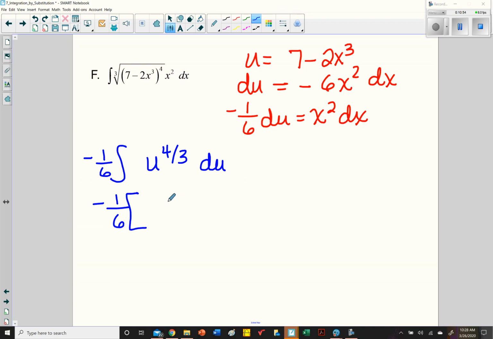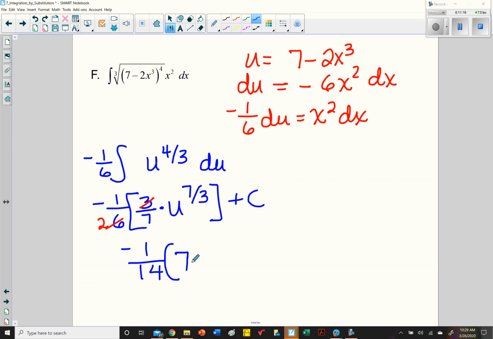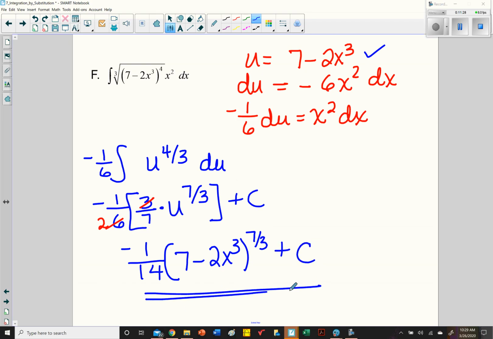And the antiderivative for u to the 4/3, we're adding 1 to 4/3 and multiplying by the reciprocal, 3/7, plus a constant. Then 3 divides 6 2 times, and we end up with negative 1/14 u, which was 7 minus 2x cubed from here, to the 7/3 power plus a constant. So that's not so bad.